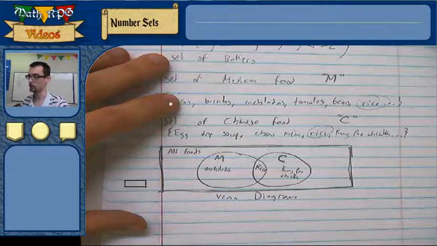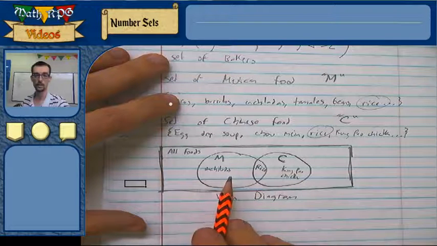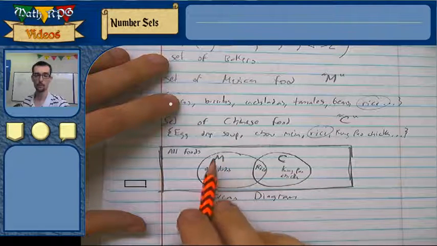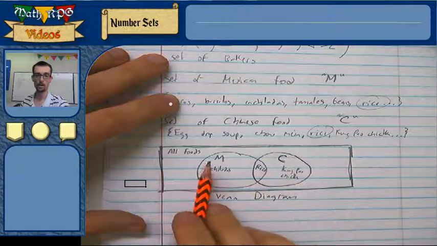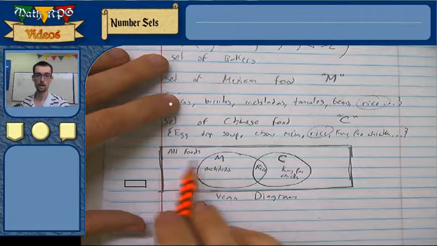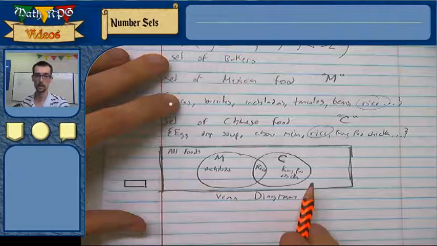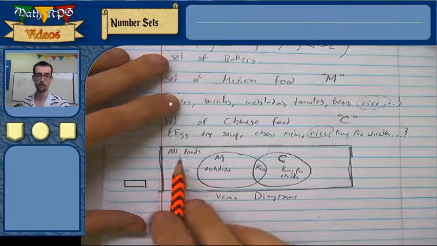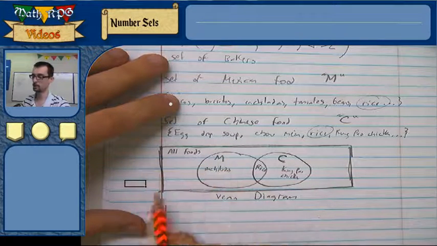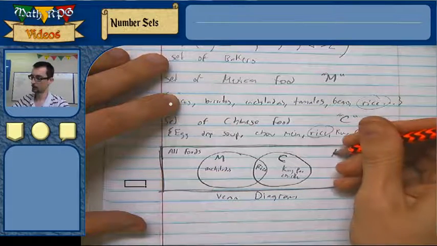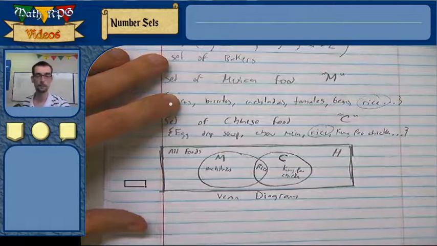So you can see right here, you can look at it, you can tell right away that both of these sets have food, right? They belong to this really big set. You could call it the set of all foods, right? We call that set H for HEB, right?